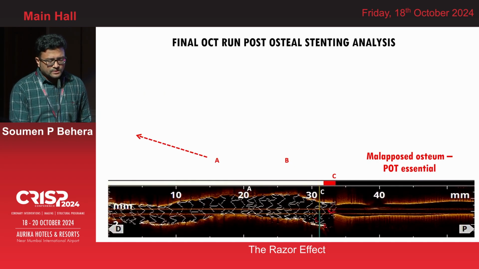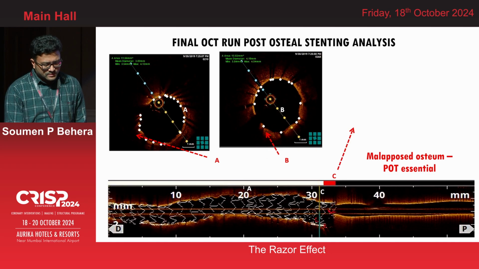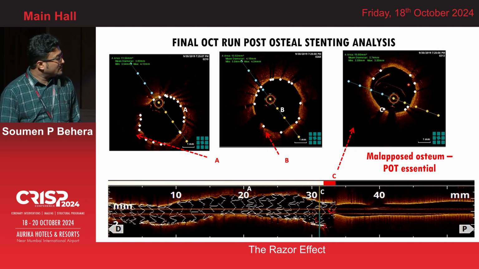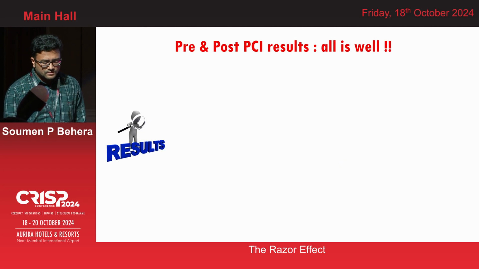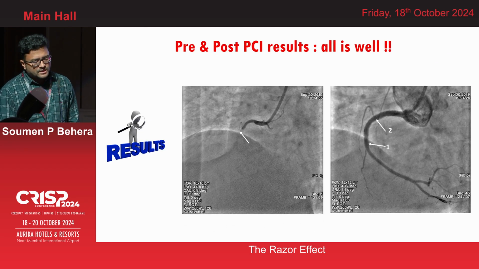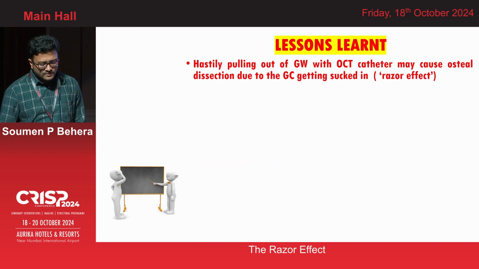Coming to analysis, this is the proximal part of the stent, which had good apposition. Some amount of malapposition was present in the ostioproximal part, which was post-dilated. These are the pre and post final results. It shows good TIMI 3 flow.